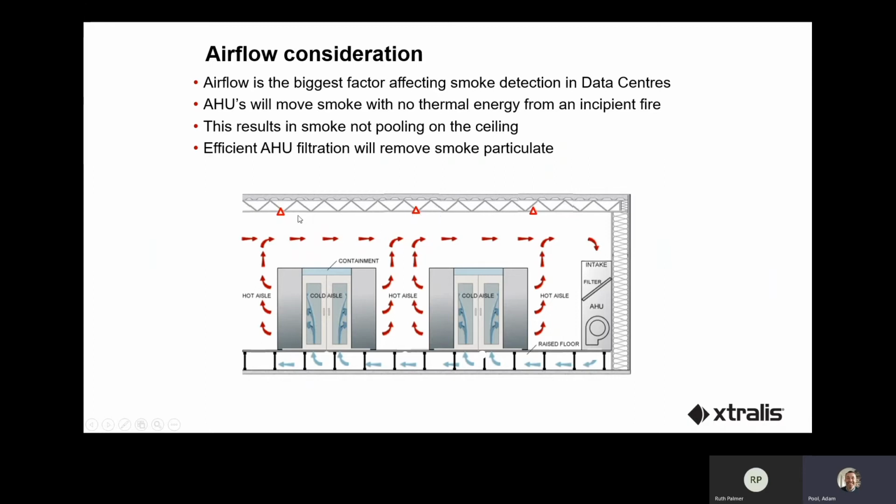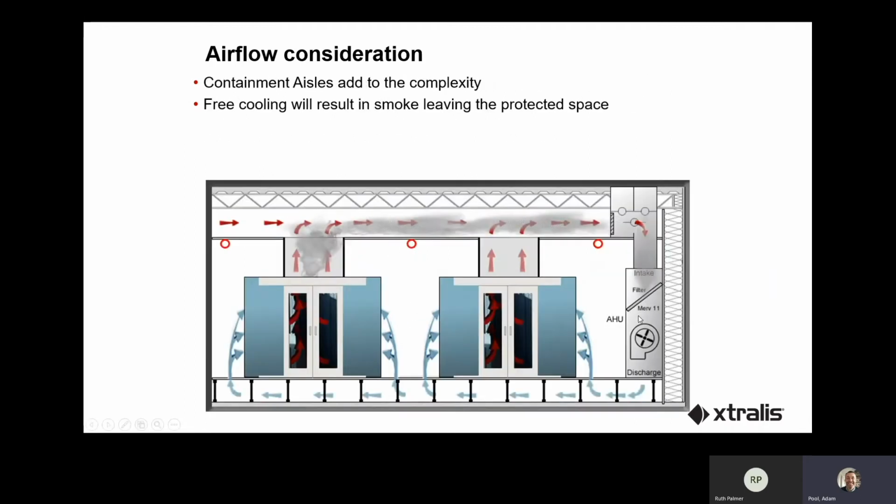The triangles indicate where potentially a conventional fire detection system would be fitted. So the AHUs will move the smoke, with no thermal energy from an incipient fire, away from those smoke detectors. So the smoke won't pool on the ceiling and spread as it would normally do, and therefore there's a reduced chance of a smoke detector actually picking that fire condition up. But also, as I said, the filtration in the air handling unit: if the air handling equipment is very good, the filtration is very efficient. If any low levels of smoke are drawn back to the air handling unit, they won't come back out, and we've effectively lost any chance of detecting that smoke once it's got back to the air handling unit.